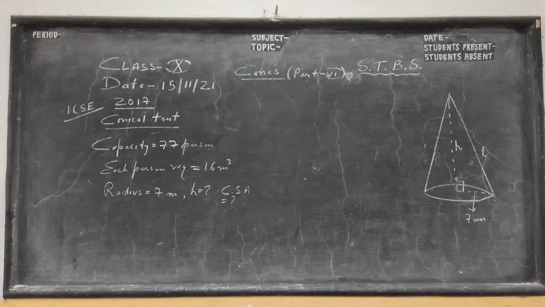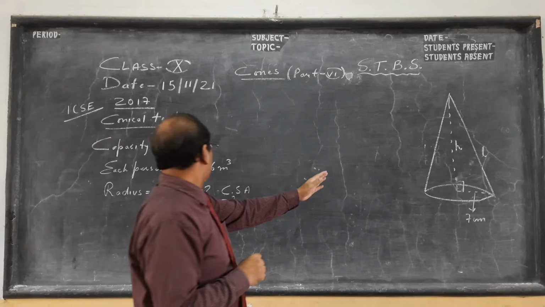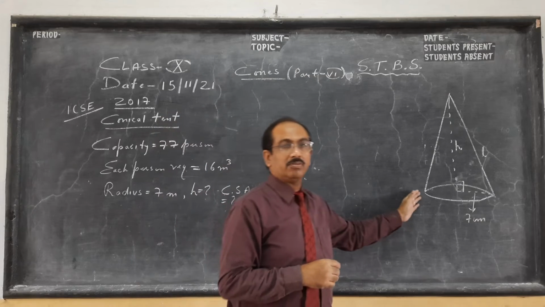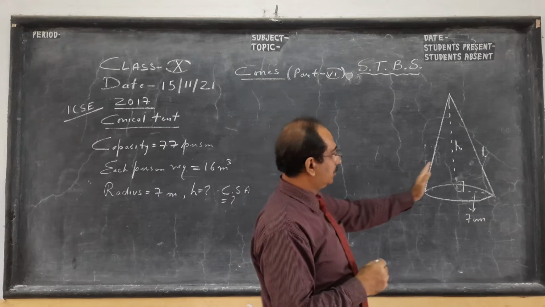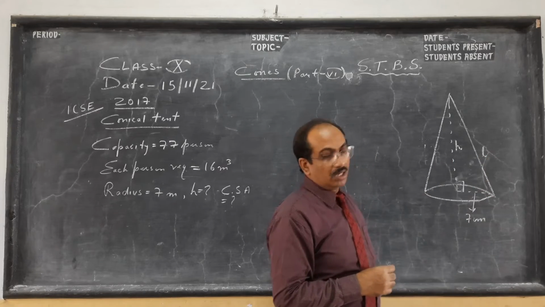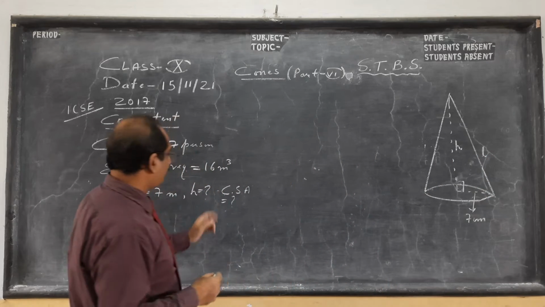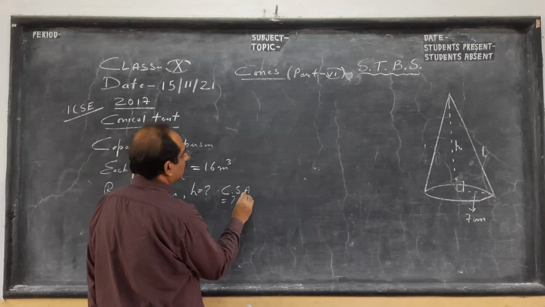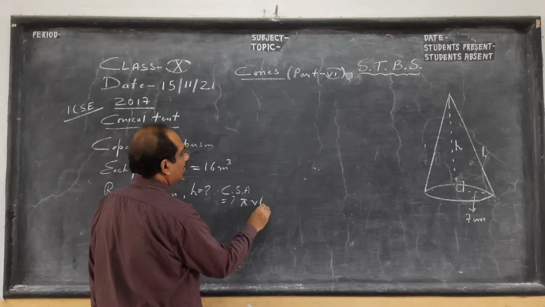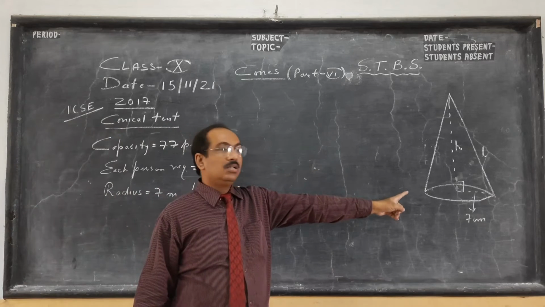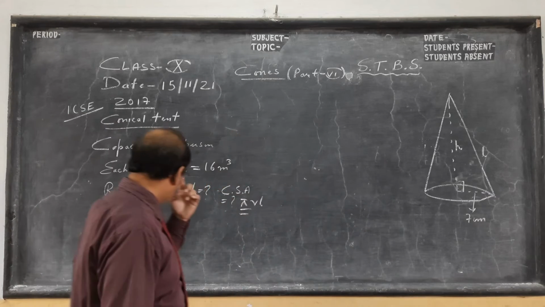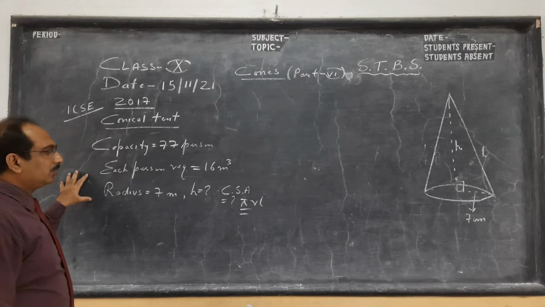So next we move on to ICSE 2017. Here we have a conical tent whose radius of the base is given as 7 centimeter. We have to find the height of this cone, and we need the slant height because we have to find the curved surface area. As I have told you, we have to find pi r L. For that we must know L, and we will get L only when we know R as well as H. So now here we go. A very good question, see.